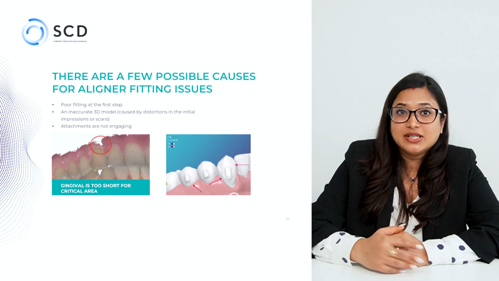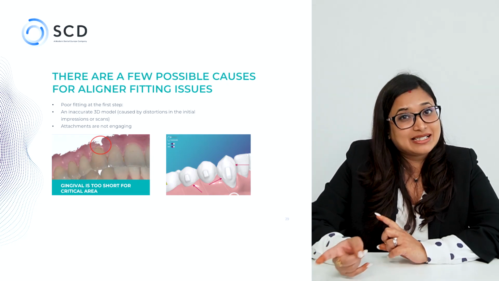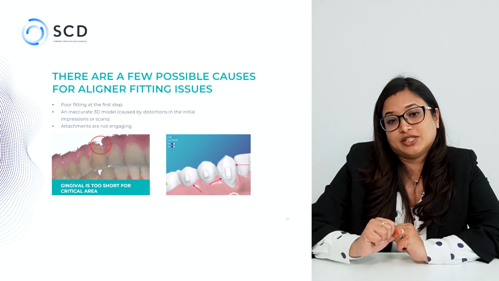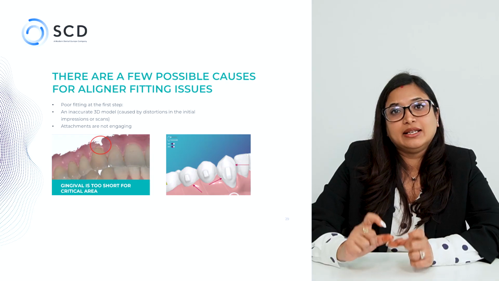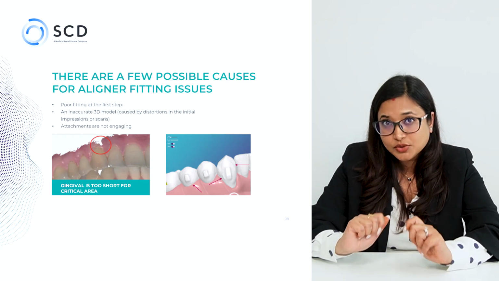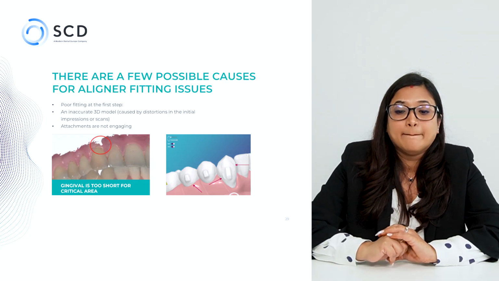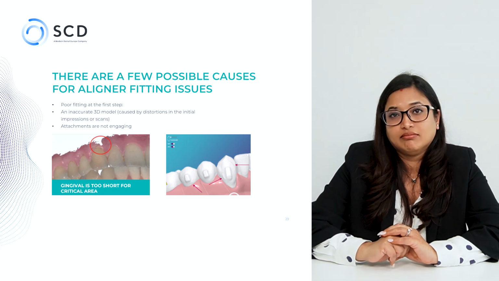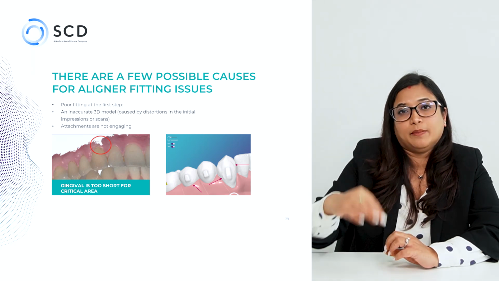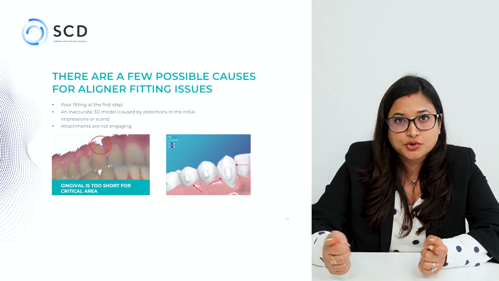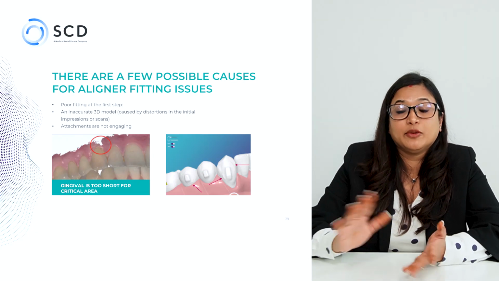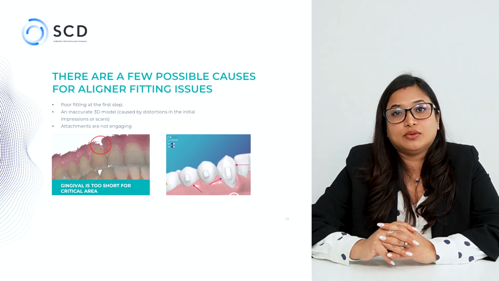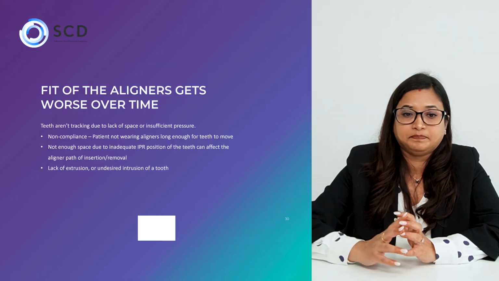The second reason for the aligners to not fit at the very first appointment is if the attachments are not engaging. We have placed attachments, and ideally the attachment should be able to engage the aligners when seated properly. But if they're not engaging properly, maybe because of how you have placed them, or maybe the template issues, or we didn't check the fit of the template before we placed the attachment, that could lead to the attachments not engaging enough.